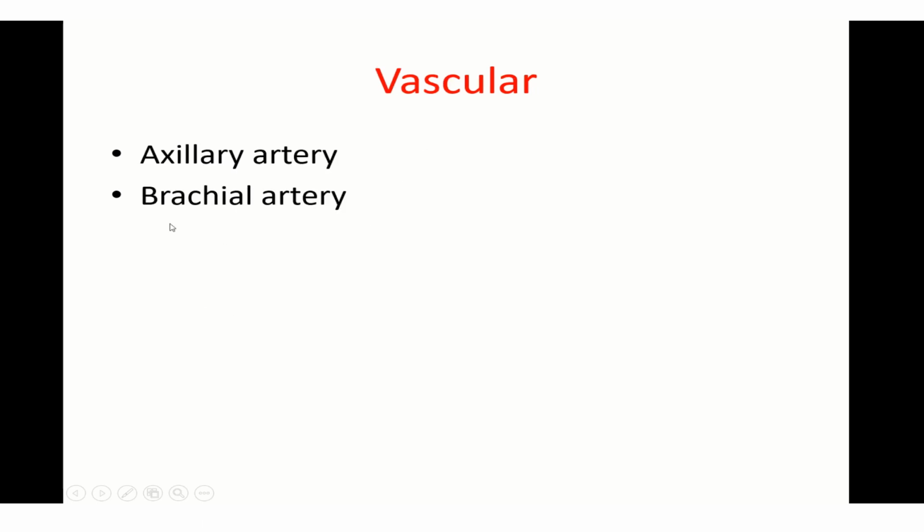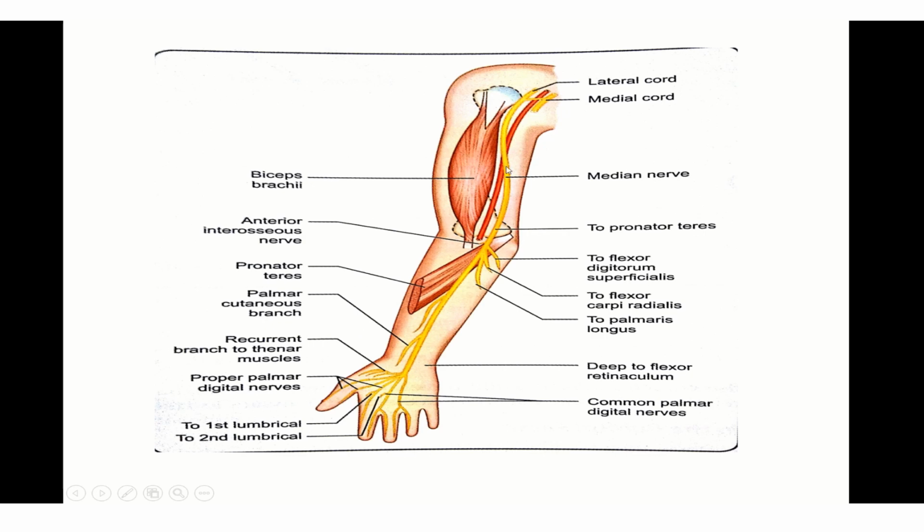Vascular branches go to the axillary artery and brachial artery. So you can see here this is the median nerve, which is in close approximation with the axillary artery and the brachial artery. So it is giving vascular branches to them.